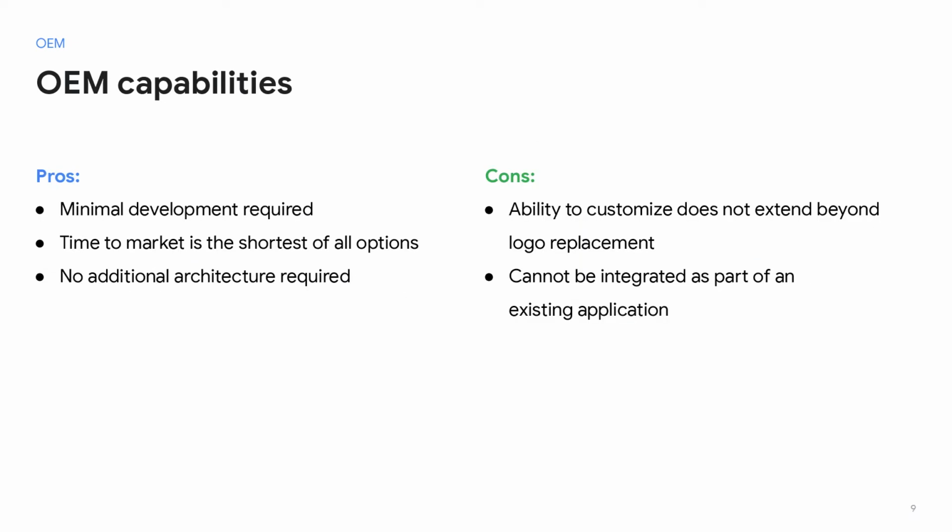Since OAM leverages all the pre-built Looker functionality, it's the quickest option to deploy a customer-facing product. The only development work required is limited to your data models and building content. You don't need to set up any additional architecture outside the Looker platform. However, the customizations are limited to what is available within the Looker UI, and it cannot be used within an existing application. Again, your customers are logging in to Looker directly.